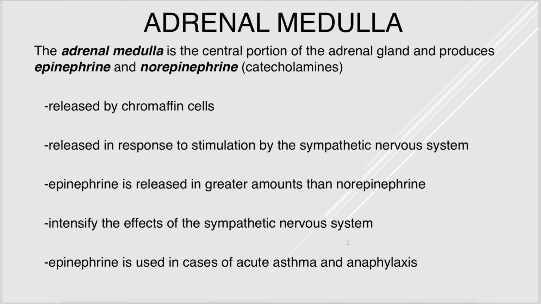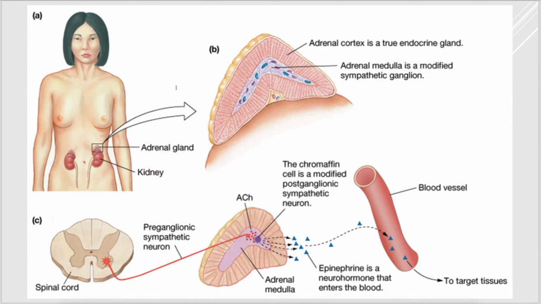Epinephrine is used clinically in cases of anaphylaxis and asthma. This point about the chromaffin cells is really not that important. Here you can see a sympathetic neuron going straight to the adrenal medulla, so very, very fast. As soon as this is stimulated, epinephrine and norepinephrine are secreted right into the blood, and you enhance those effects of the sympathetic nervous system.